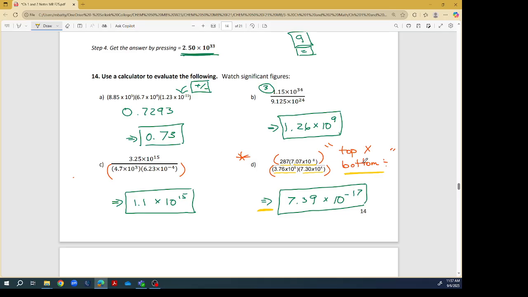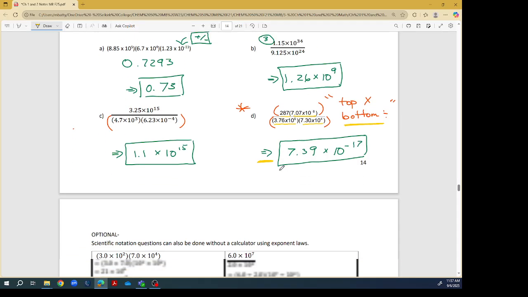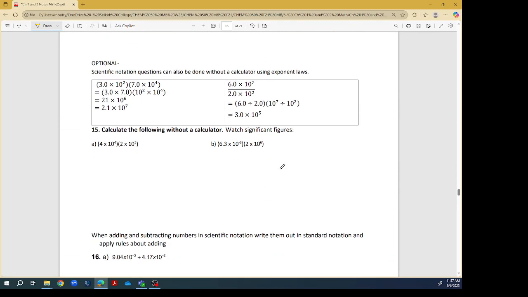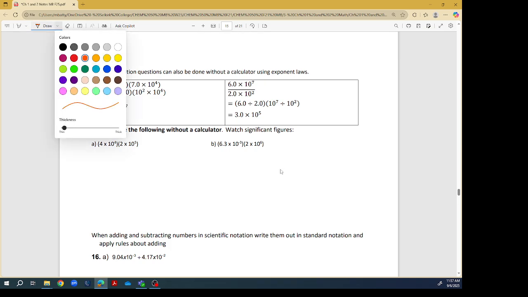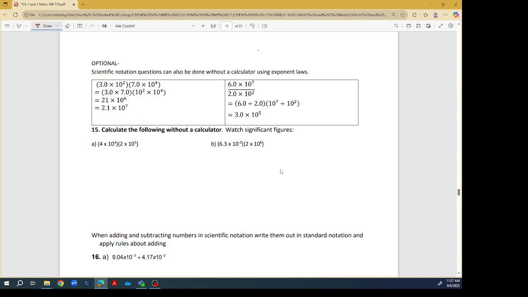So on to the next part, which is a little bit of an optional thing. If you've done math, especially Math 50 lately, you're going to have experienced some exponent rules or exponent laws. These ones can be done without a calculator using your knowledge of exponent laws. The other thing is, if you don't want to just not use a calculator, because honestly, why would you?